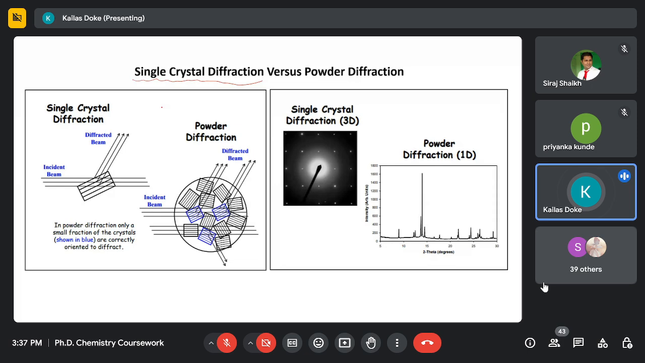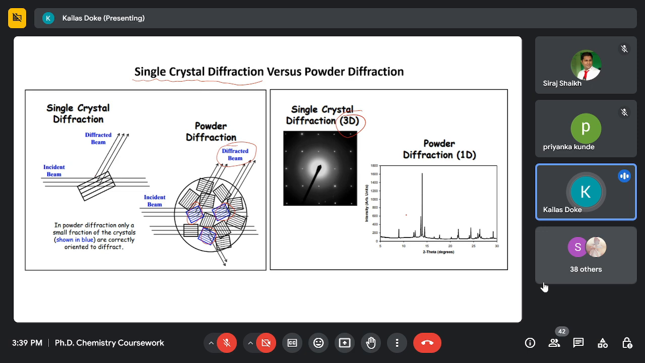And what we observe in the diffraction pattern is a one-dimensional phenomenon. Only in one dimension do we observe a number of peaks, like NMR peaks or ESR peaks. We observe different peaks at different angles. So that is the first difference between single crystal diffraction and powder diffraction.